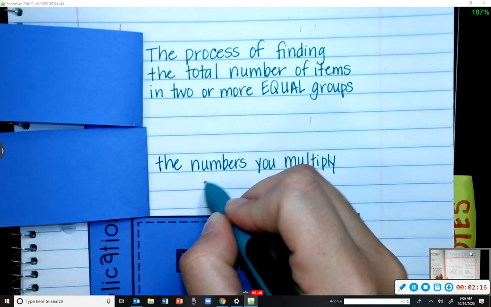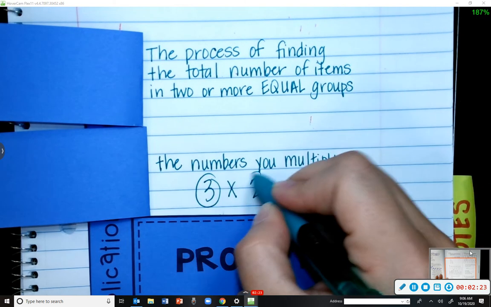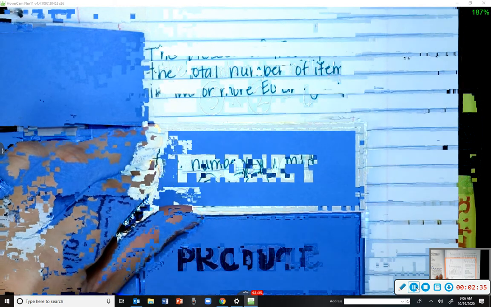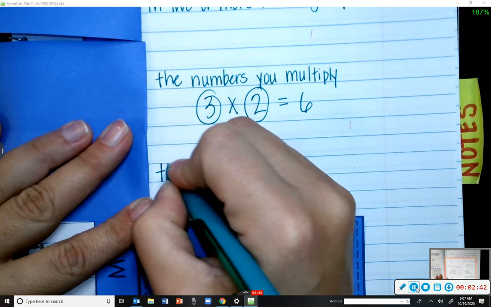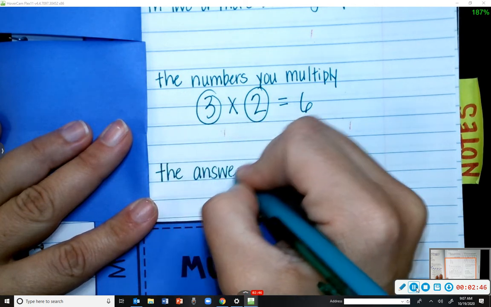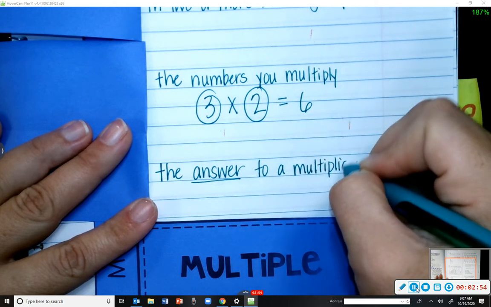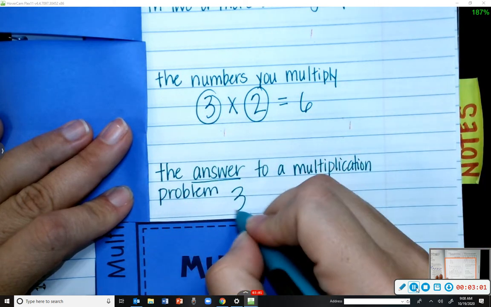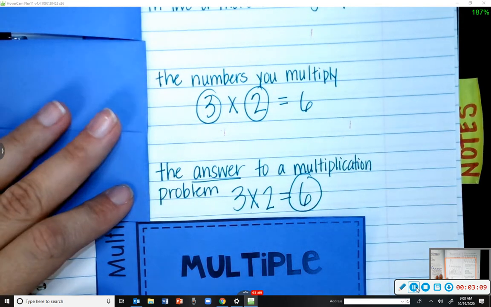So an example. I did it in that order. Factor is under where it's actually supposed to be. So the 3 and the 2 are factors in this multiplication problem. Factors are the numbers you multiply. Okay, now for a product. Underneath this flap we are writing the product is the answer to a multiplication problem. Okay, so still using the same number sentence. 3 times 2 equals 6. 6 would be your product.